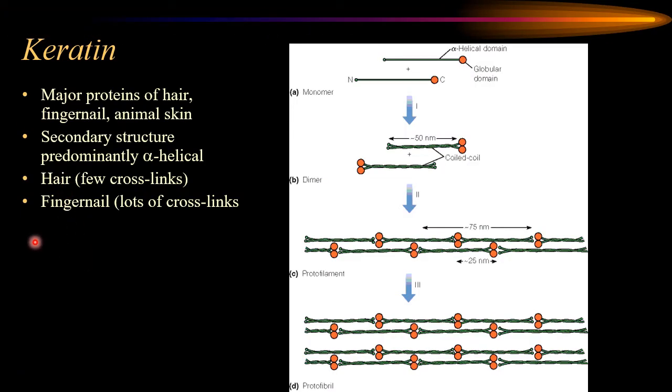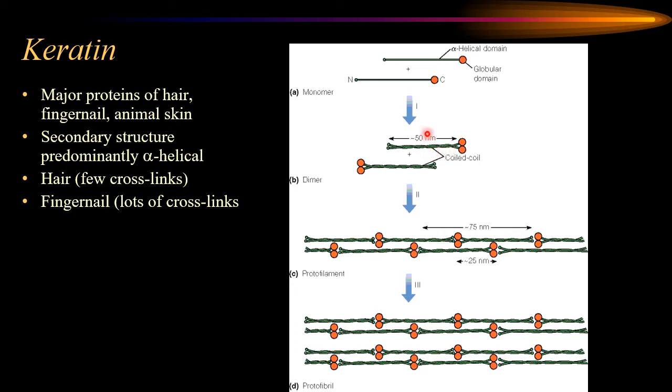So let's examine keratin. Touch your fingernails and your hair. Compare the texture. You may not believe it, but they're composed of the same protein, keratin. So let's look at the structure. I don't have the primary structure of keratin, but there's the secondary structure, predominantly alpha helical. There's an alpha helical domain and a globular domain. This is the monomer. They can form dimers.